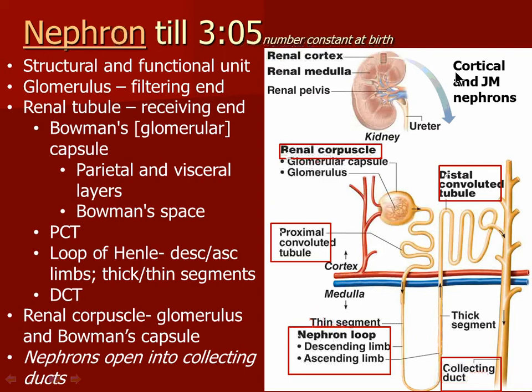Most of the nephrons lie in the cortex. About 80% of them lie in the cortex. So in other words, most of them will lie here. They'll all be here. They'll dip down and come back here.